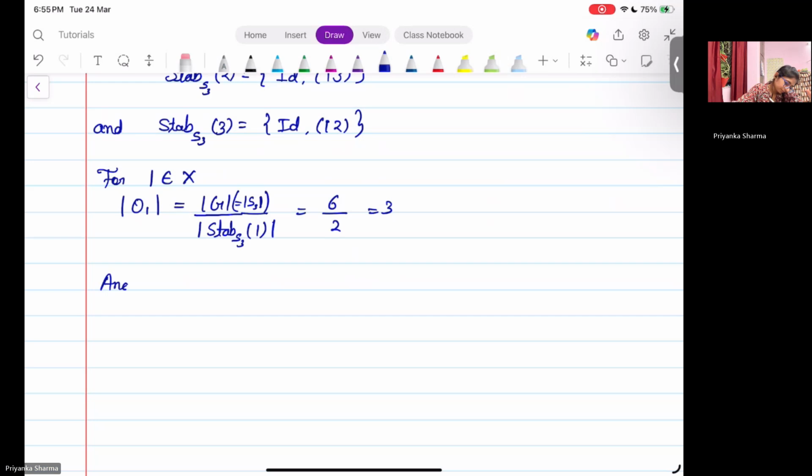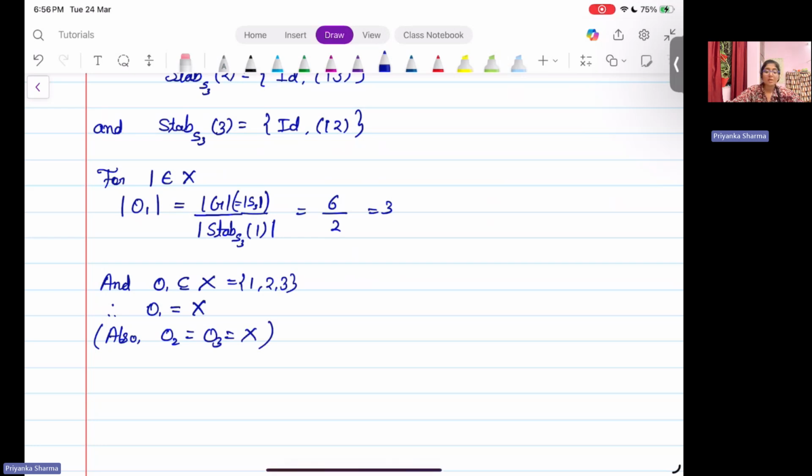And the orbit of 1 is a subset of X, and X itself has 3 elements. So obviously the orbit will have those 3 elements. Therefore, the orbit of 1 is X. Obviously, the orbit of 2 and the orbit of 3 are also X. So how many orbits are there? There is only one orbit, and that is the set X itself.